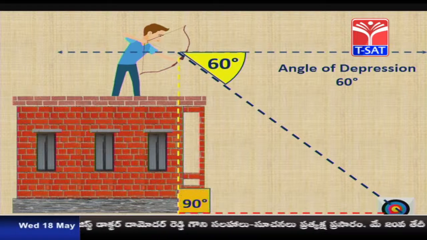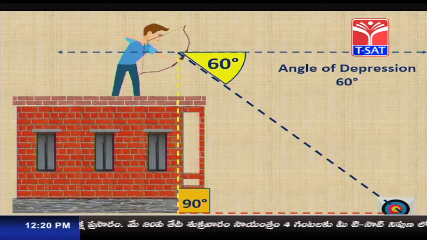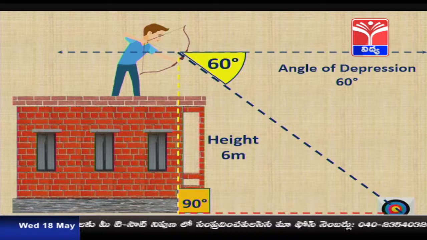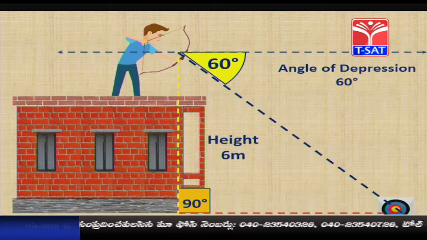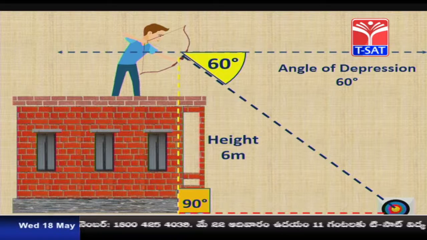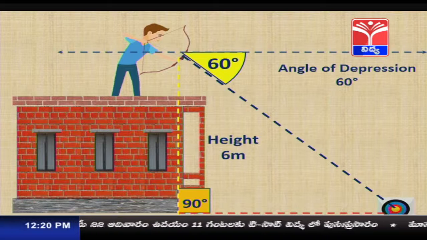Both are directed to each other, that means the angle between them is how much? 90 degrees. Now, what is the height at which the person is standing? It is 6 meters, right? Now, what is he asking? He is asking us to find the distance from the shooter to the target, isn't it?